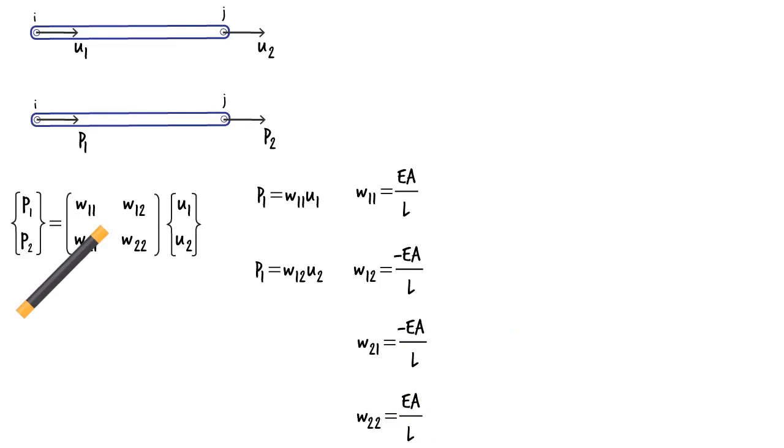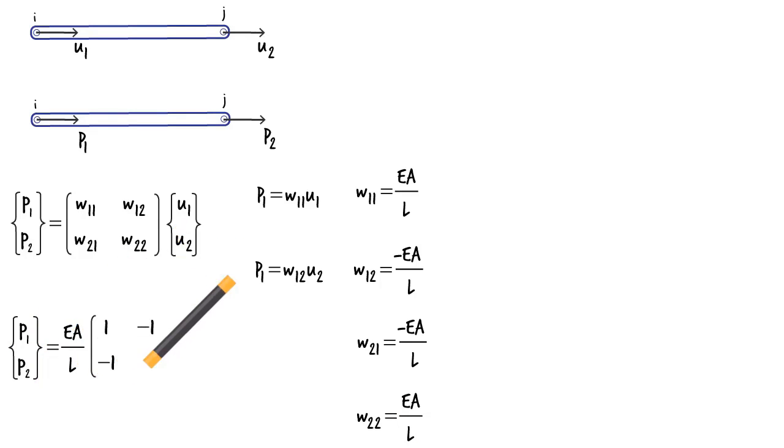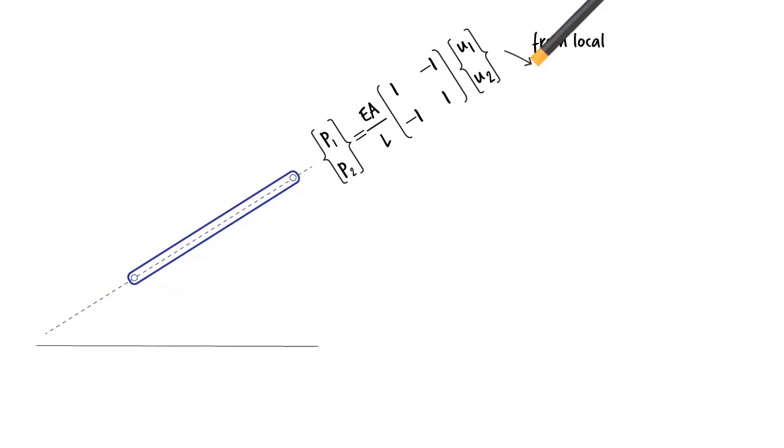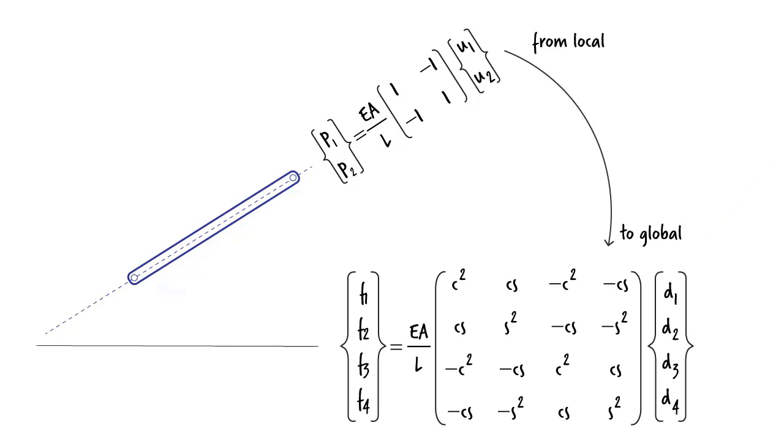Thus, the member stiffness matrix in the local coordinate system can be written as follows. Before we can use these equations to model an entire truss, we need to transform the coordinate system from the local to the global system. When transformed, as I mentioned before, we get this system of equations. But how exactly does the local system transform into the global system?